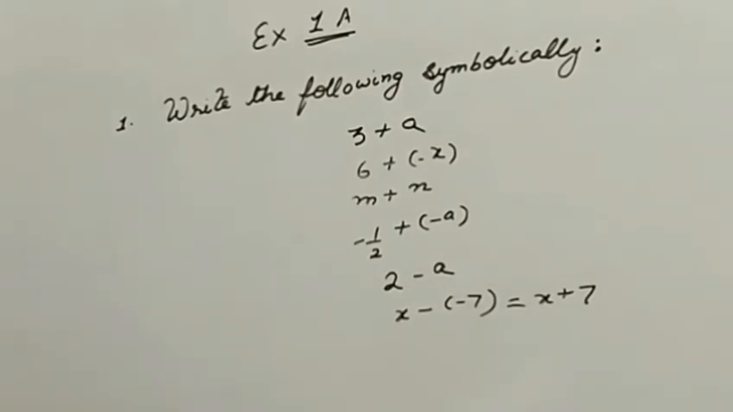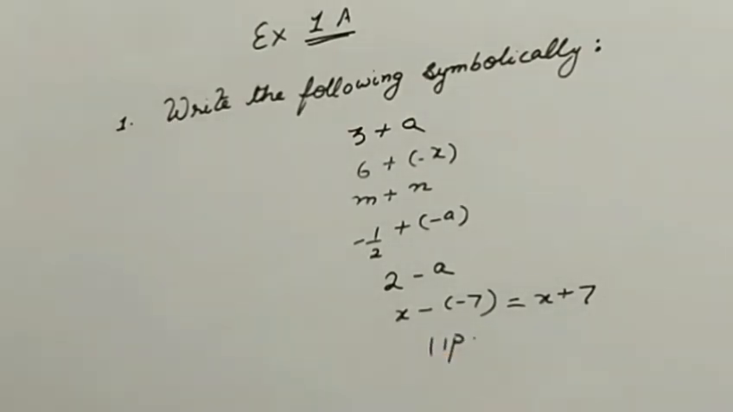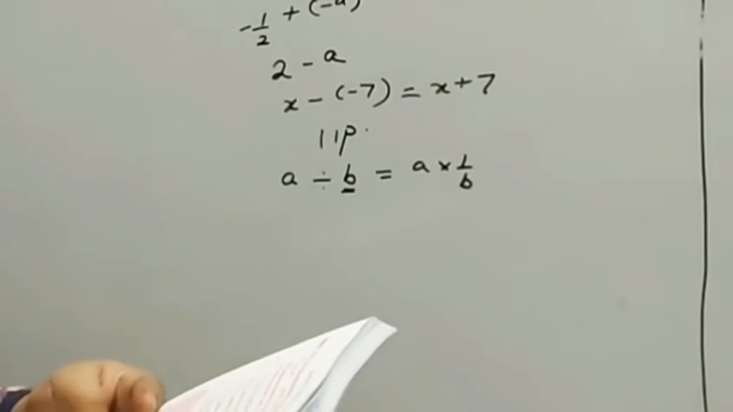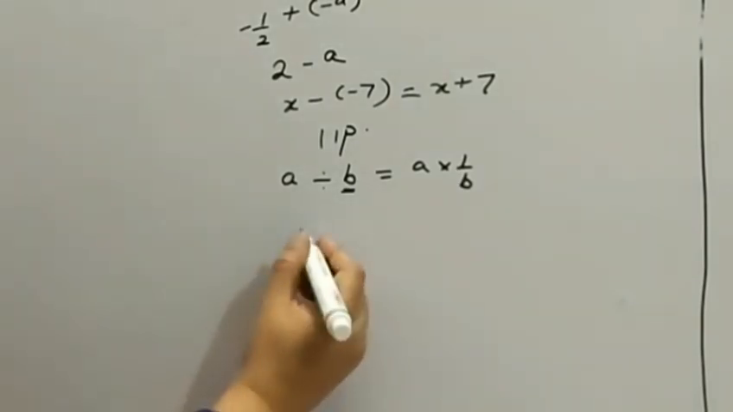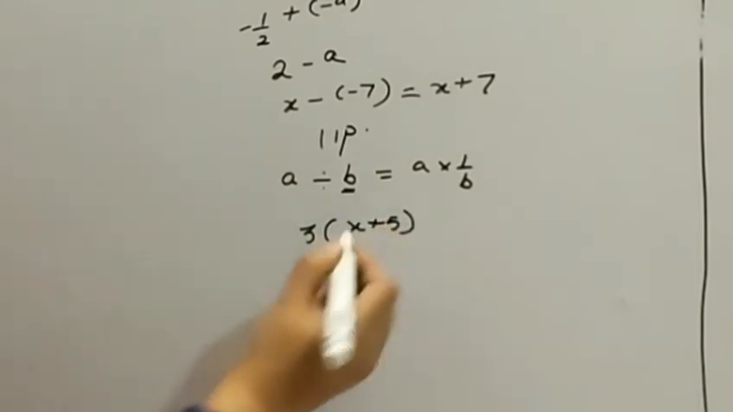Next example, the 7th one, the product of 11 and p. Product of 11 and p, 11 into p means 11p. Next, a divided by b expressed as a product means a into the reciprocal of b, 1 by b. This is how you can change it into multiplication. Next example, 3 times the sum of x and 5. 3 times means 3 into the sum of x plus 5.